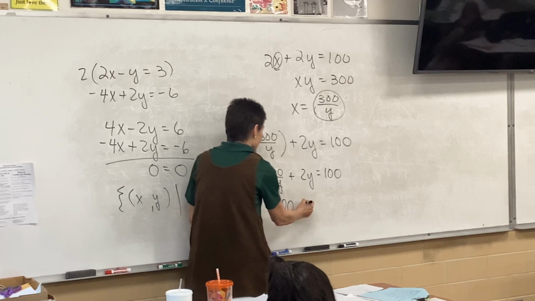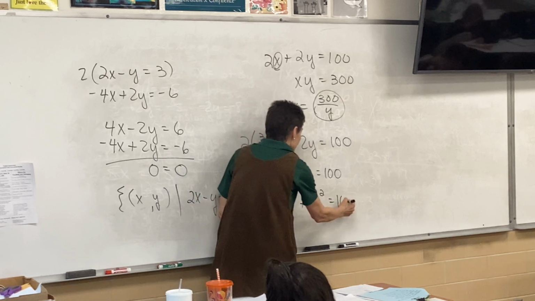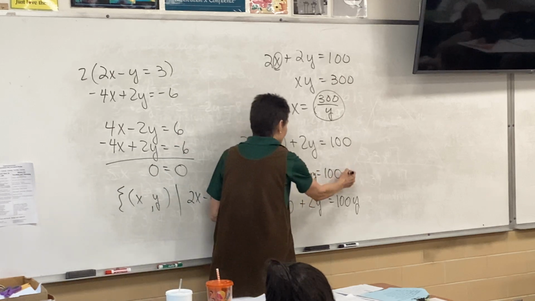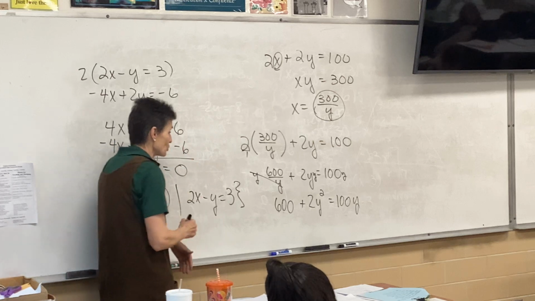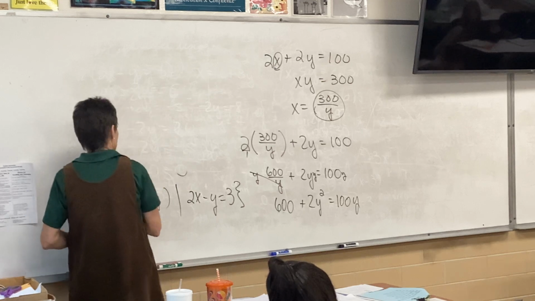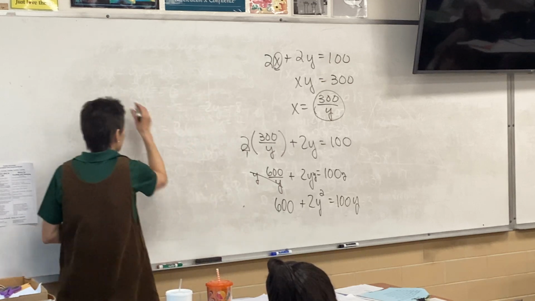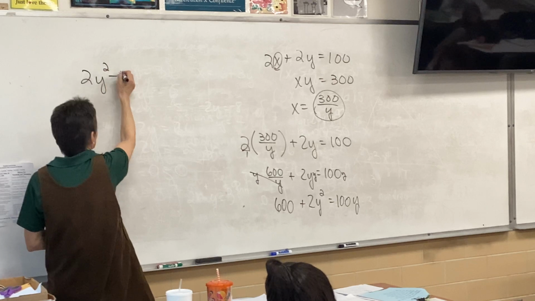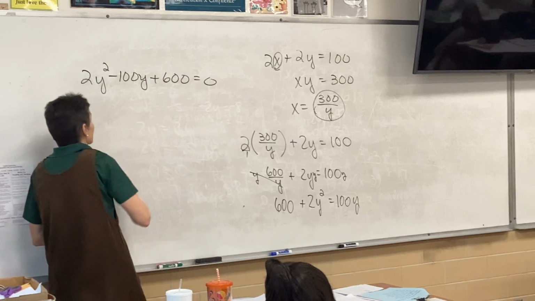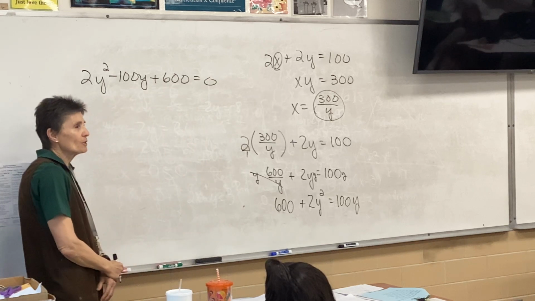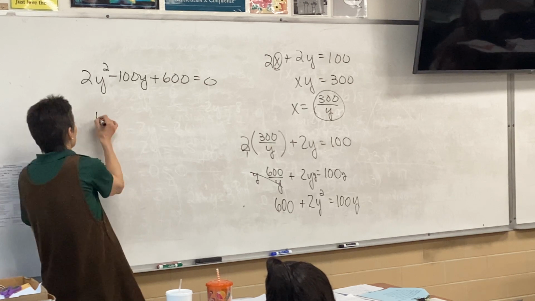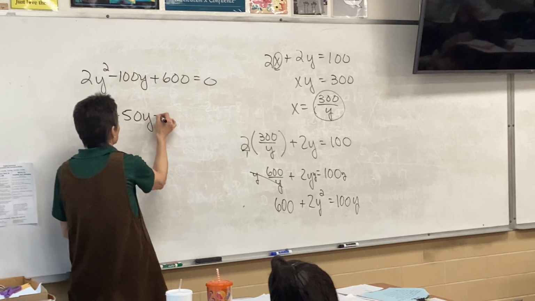So we have 600 plus 2y squared equals 100y. So we're just multiplying everything by y. So we don't have that fraction anymore. What do we have now? Quadratic. Now we have a quadratic, so we always get our quadratics equal to 0. And I probably could have done this at the beginning, but do you see how everything here is divisible by 2? Yes. It might just make it work a little easier if we did divide everything by 2.